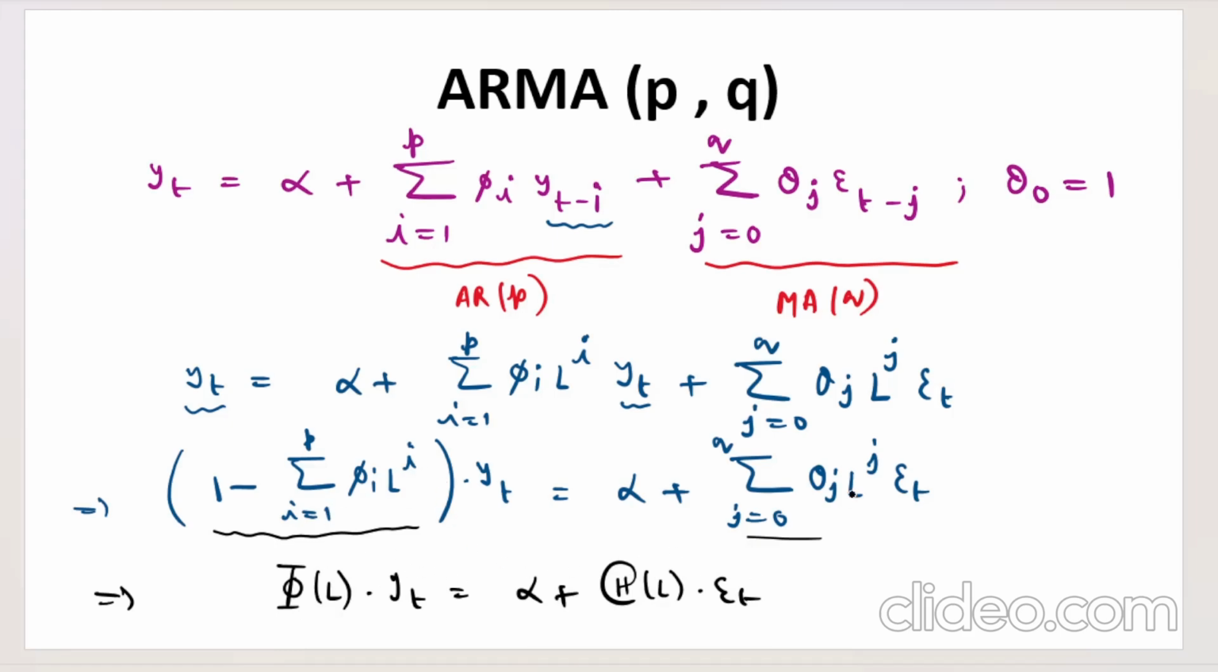I have individually described them when I taught you the AR process and the MA process. Now since I am combining them together, you will have both these terms, right? Capital theta L and capital phi L. So this is what you have. This is what you will get.